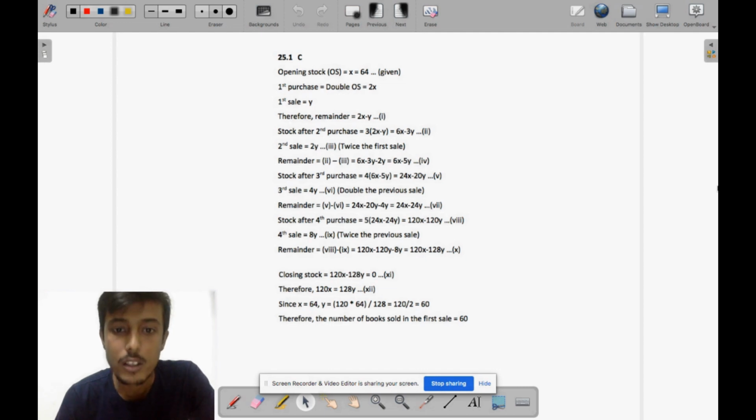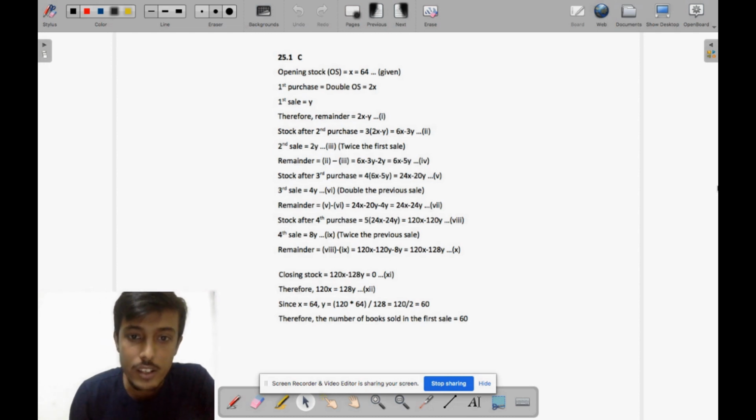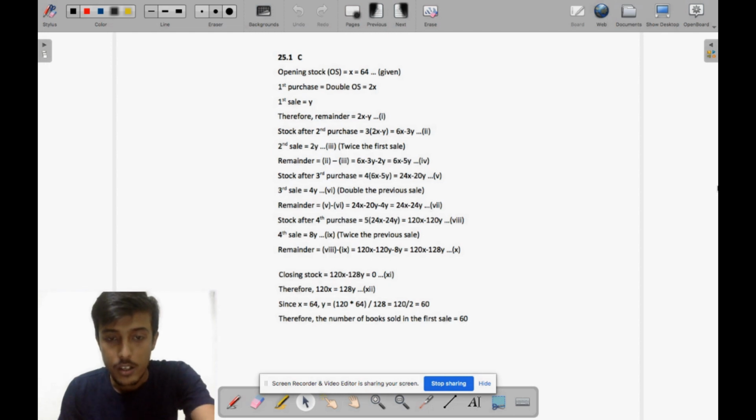The aim is to reach the last equation, so we'll keep following. Now the stock after the third purchase will be 4 times the stock of the second purchase, which is 4 into the remainder, 6x minus 5y. So 4 into 6x minus 5y gives you the fifth equation, which is 24x minus 20y. This is the stock after the third purchase.